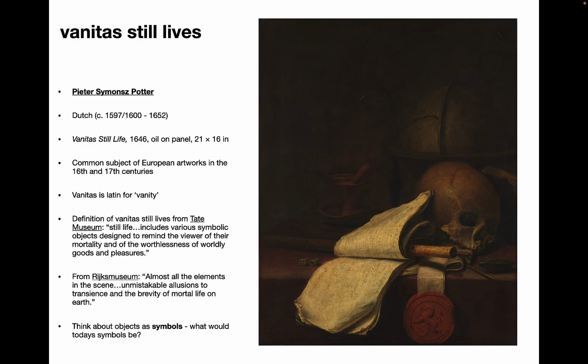Here's a definition about vanitas still lifes from the Tate Museum. Again, anything that has an underline on it is going to be linked for you so you can find more information, and the PDF with the links and stuff will be in your online class. So the Tate Museum says, the still life includes various symbolic objects designed to remind the viewer of their mortality and of the worthlessness of worldly goods and pleasures. And that's from the Tate Museum in London.